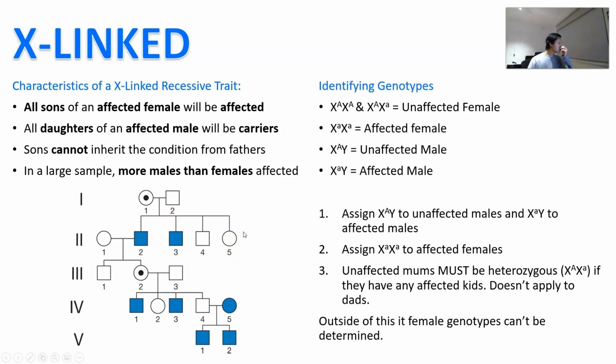Okay. Now we can also identify the genotypes, right? So let's map out your genotypes because it's going to look different between boys and girls, right? Capital A, lowercase a gives you an unaffected female.